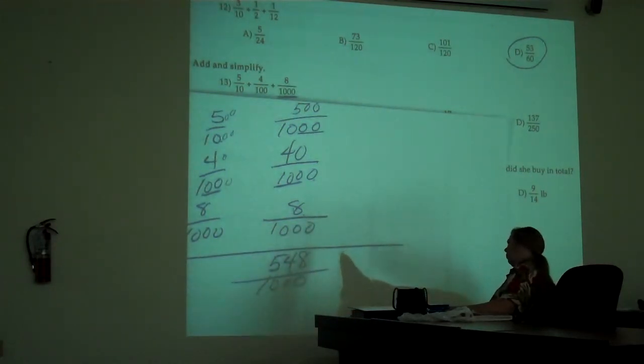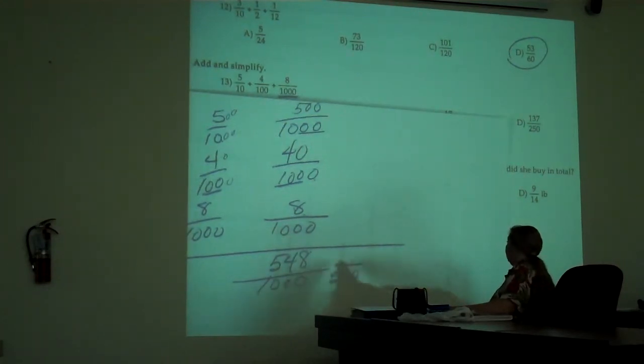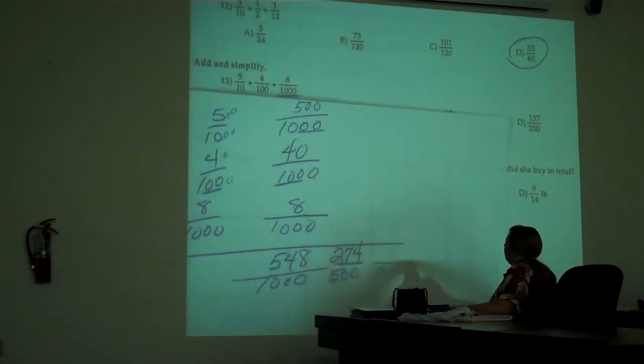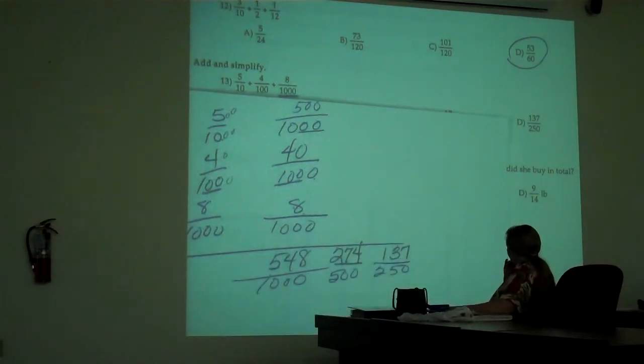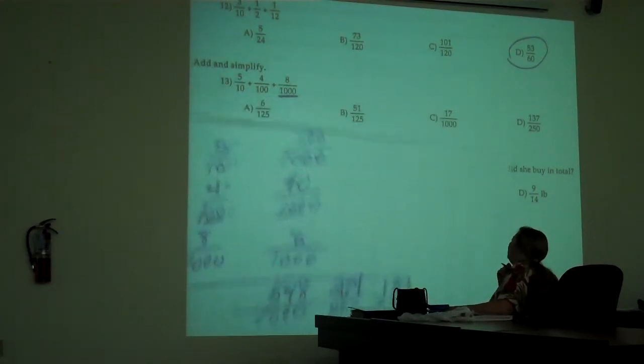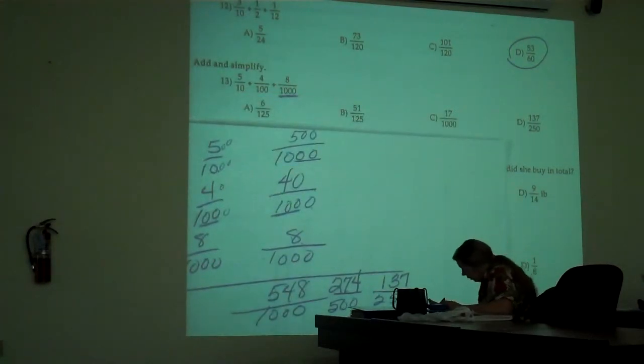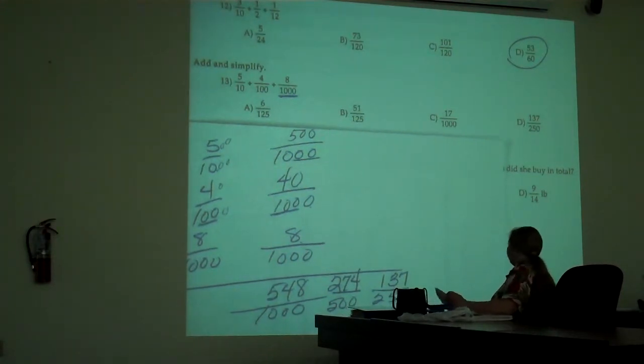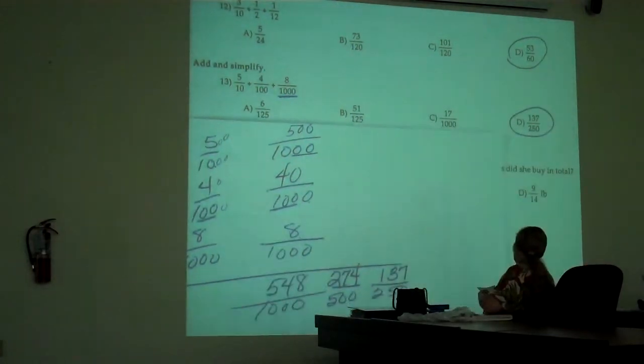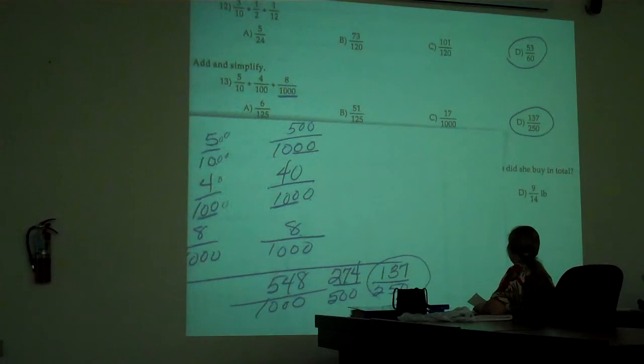We can divide by 4, or let's do 2, and 2 would be easier. 274. 2 again, right? 250. 2 into this. 1, 2. 137. I wonder if that will reduce. No. Multiply by 2. So that's our answer right there. 137 over 250.